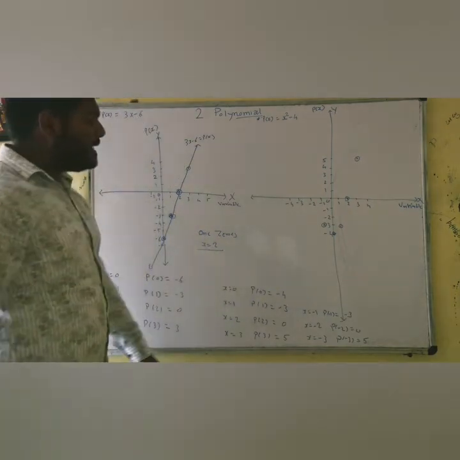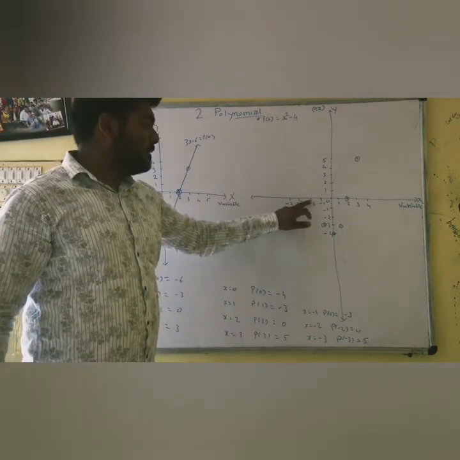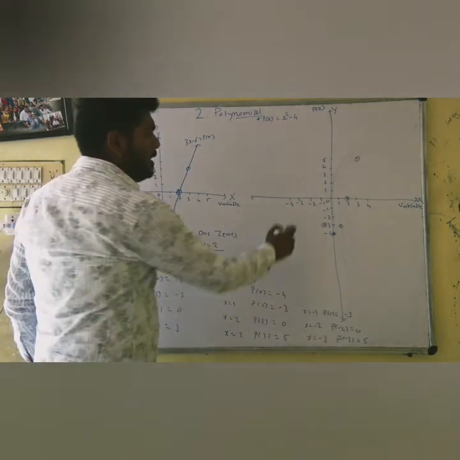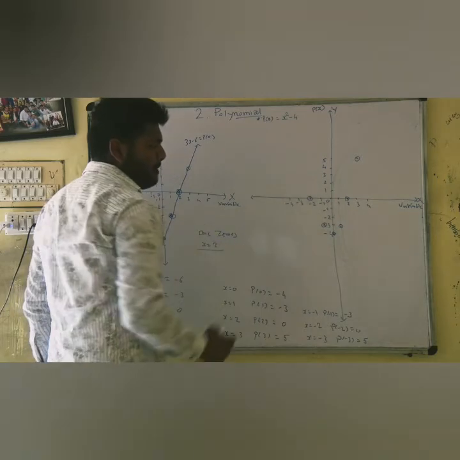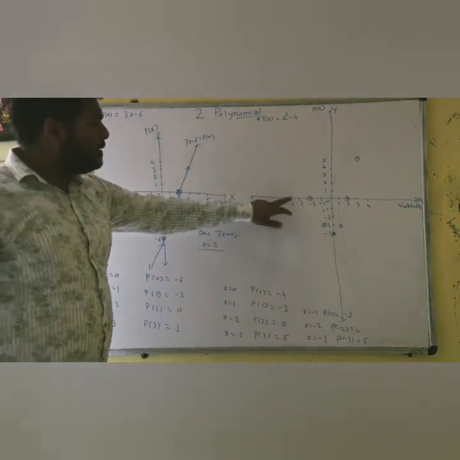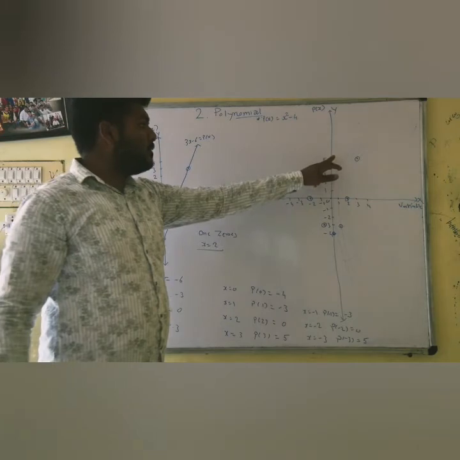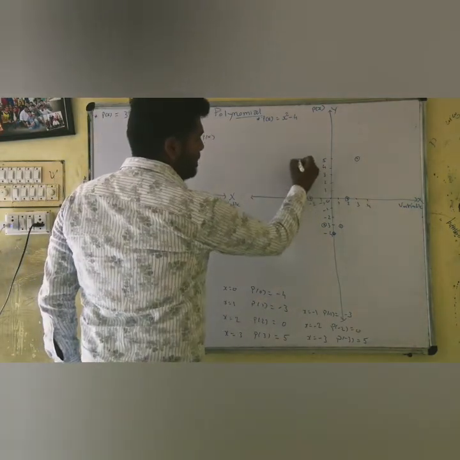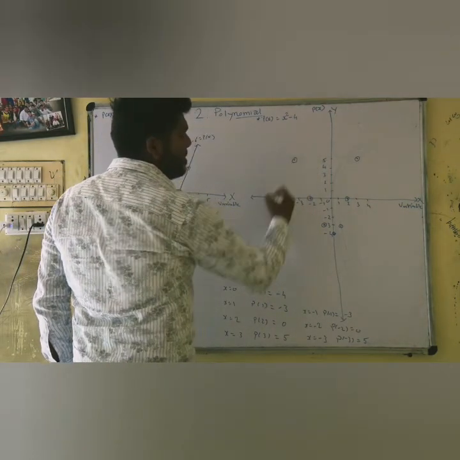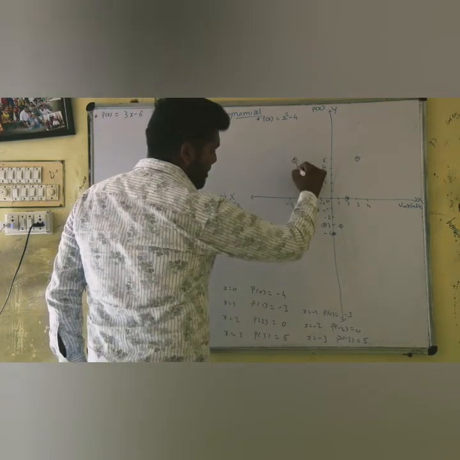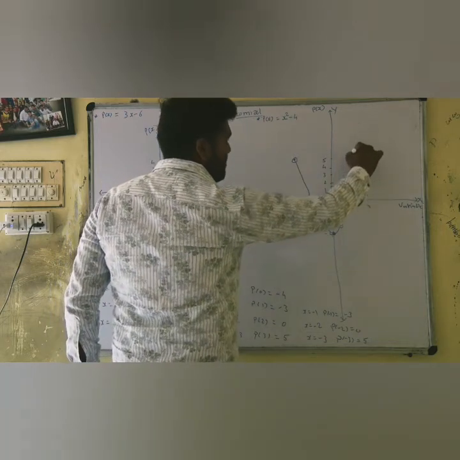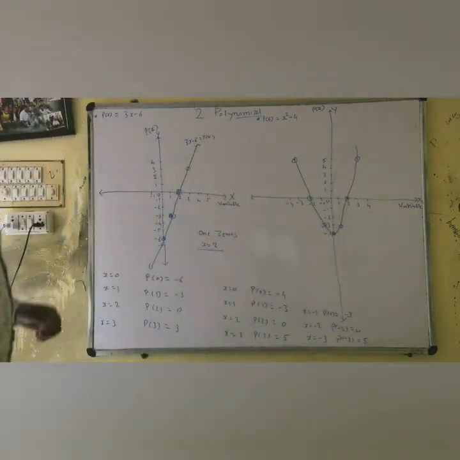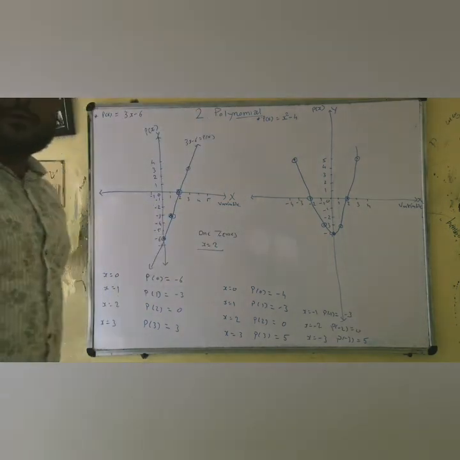Clear? Now x equals minus 2 is here, and p of minus 2 is 0. So this point only. And x equals minus 3 here, and p of minus 3 is 5. So here, this and this. Now join the points, which gives a parabola. Understood?